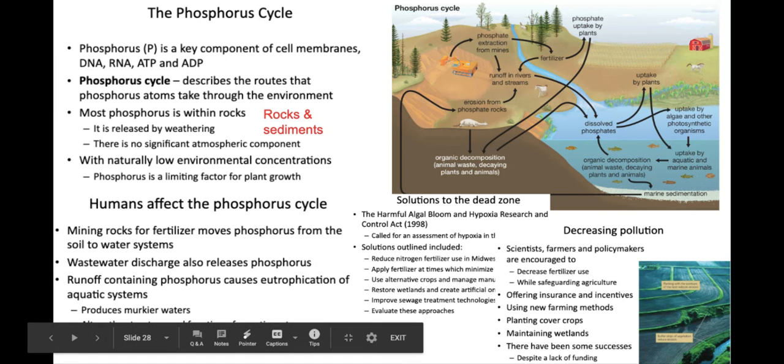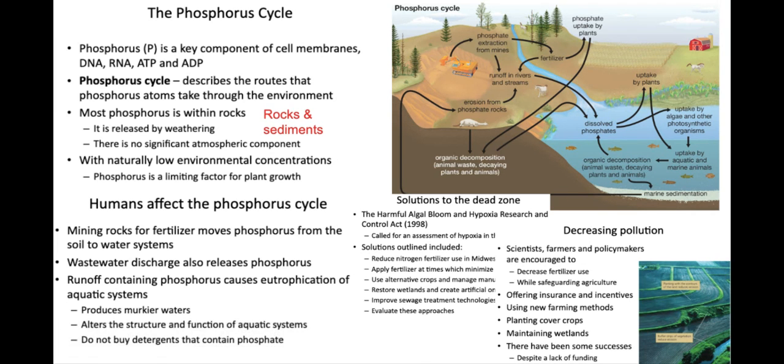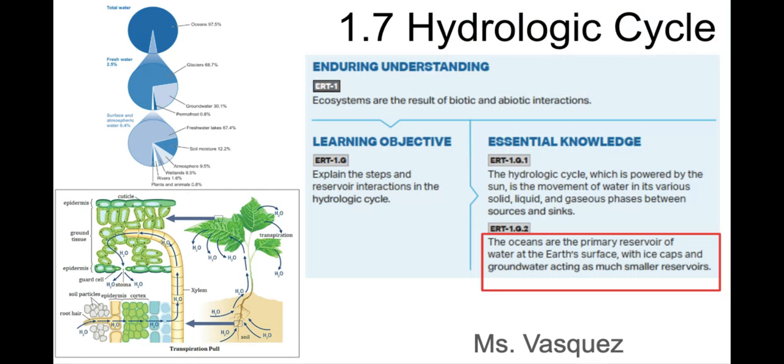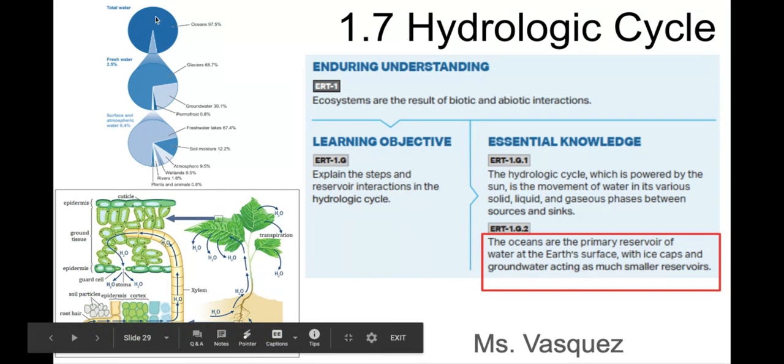So there have been some solutions because we don't want to have those dead zones as well. So you can read about that, and then the decrease in pollution and how we are encouraging a decrease in the amount of fertilizer use and safe agricultural methods that we've talked about in the past. Okay, hydrologic cycle. This is the one you already know, but it's important, right?